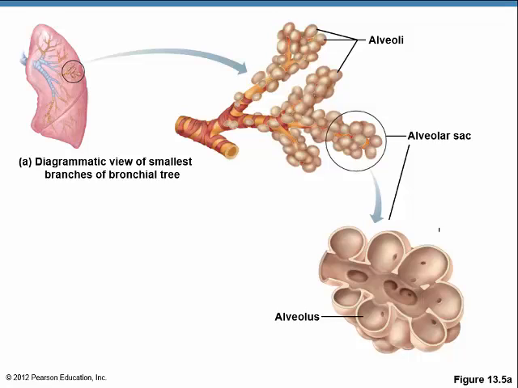Here you can see the smallest branches of the bronchial tree. Notice that there's no cartilage in these tiny branches. The dark red tissue in this image is smooth muscle. Each of the smallest branches will end by dividing into an alveolar sac. Each alveolar sac is composed of individual alveoli. Each alveolus, also called an air sac, is where gas exchange will occur.